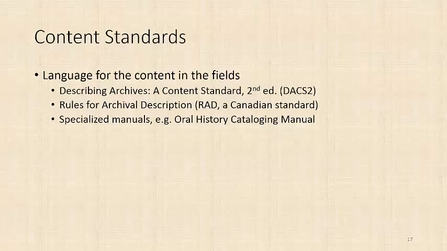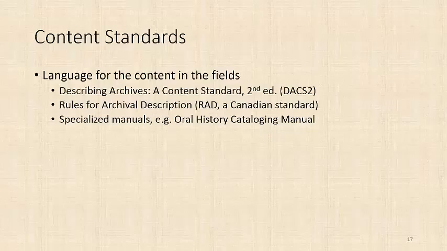Describing Archives: A Content Standard, Second Edition, which we call DACS 2. You can use that information to write your Dublin Core records. In Canada, and now moving down into the United States, is a content standard called Rules for Archival Description, RAD. It's a Canadian standard. And then there are specialized content standard manuals that tell you how to think about what goes into the particular element fields with specialized material.